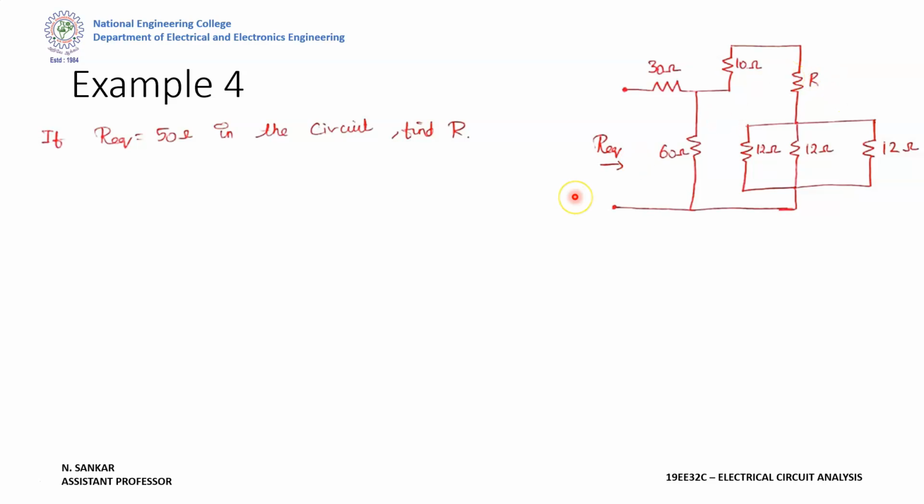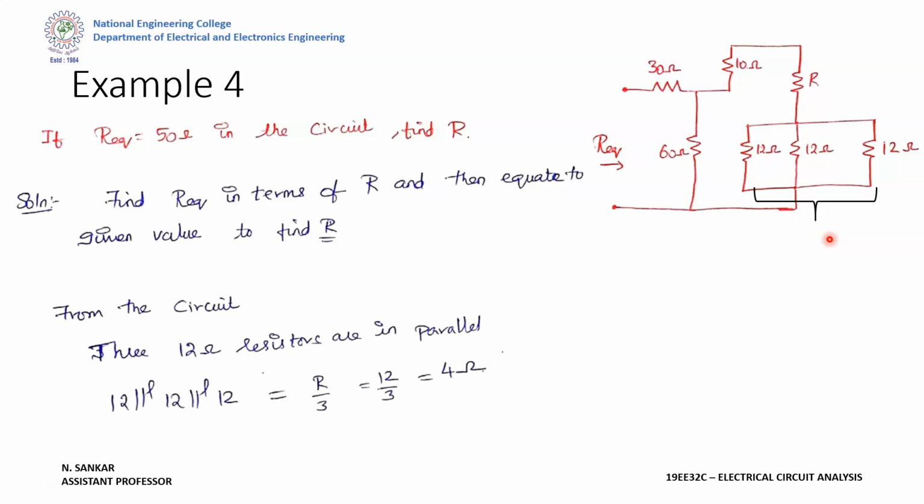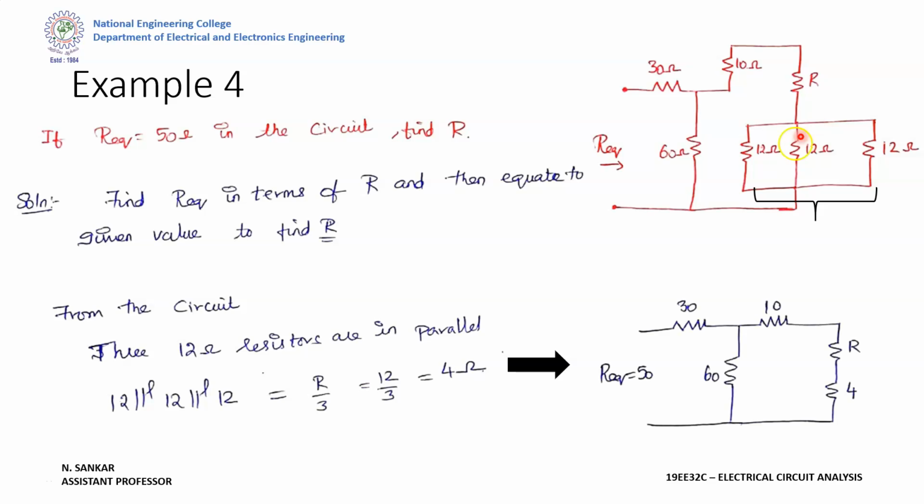So what we are going to do is simplify this circuit with the value of R. We will bring it to a single resistor, compare that value to 50, and we can find the value of R. By seeing this circuit, we can simply say these three 12 ohm resistors are in parallel. So 12 by 3, which will be equal to 4 ohm. Just replace these three resistors by a single resistor of 4 ohm like this.